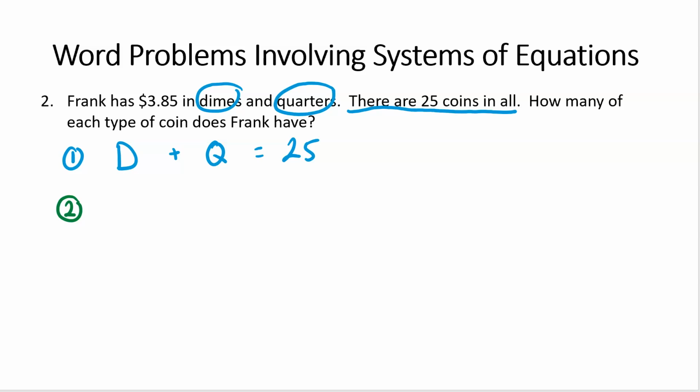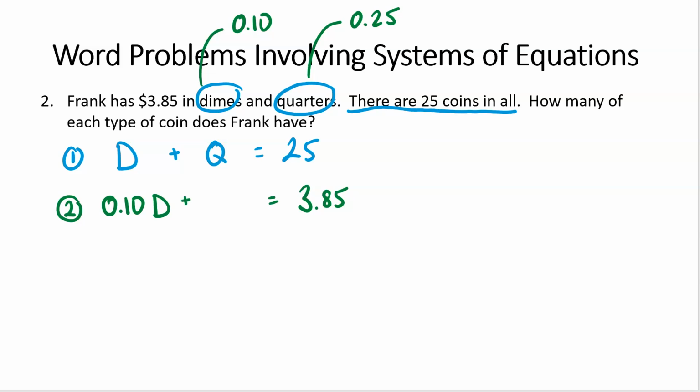We're told that all those coins together give you a total of $3.85. Well, how much is a dime worth? Remember, a dime is $0.10 and a quarter is $0.25. So if we take the number of dimes and multiply that by how much it's worth, 0.10 multiplied by the number of dimes, and do the same for quarters, 0.25, multiply that by the number of quarters.